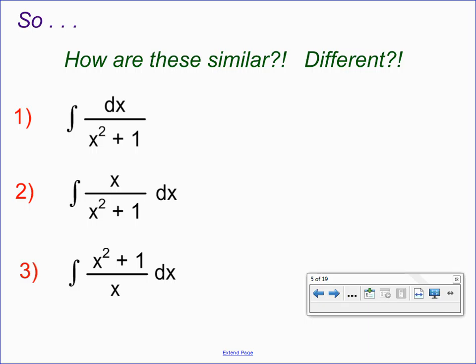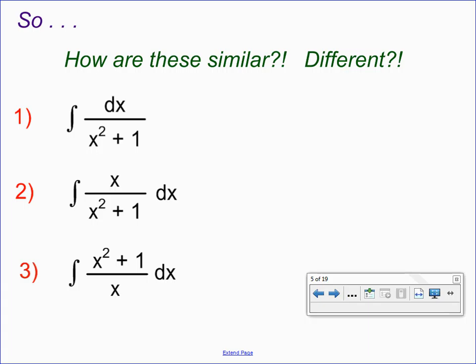Great. So how are these similar? How are these different? Go ahead and check with your partner, come up with the response, because then I'm going to call on you to share with the whole class. So how are these similar? How are they different? How do they change our approach when integrating? So lots of similarities and lots of differences.